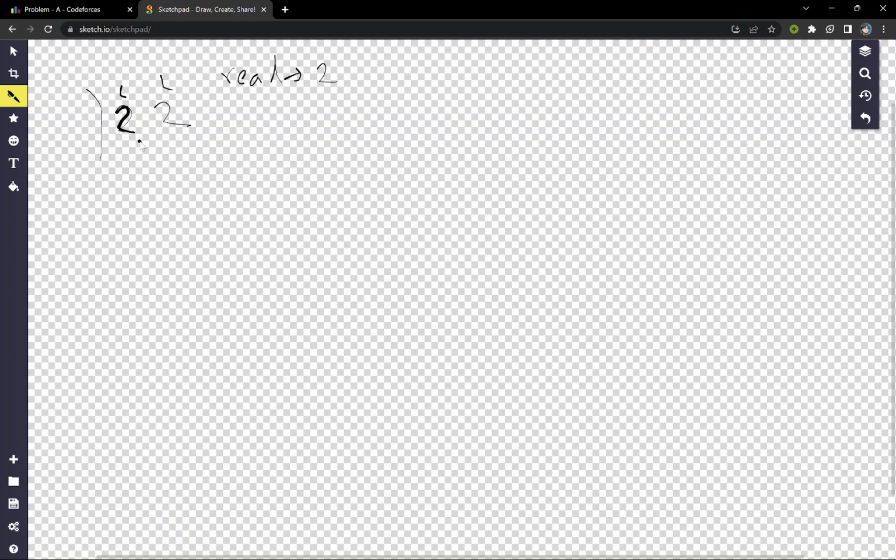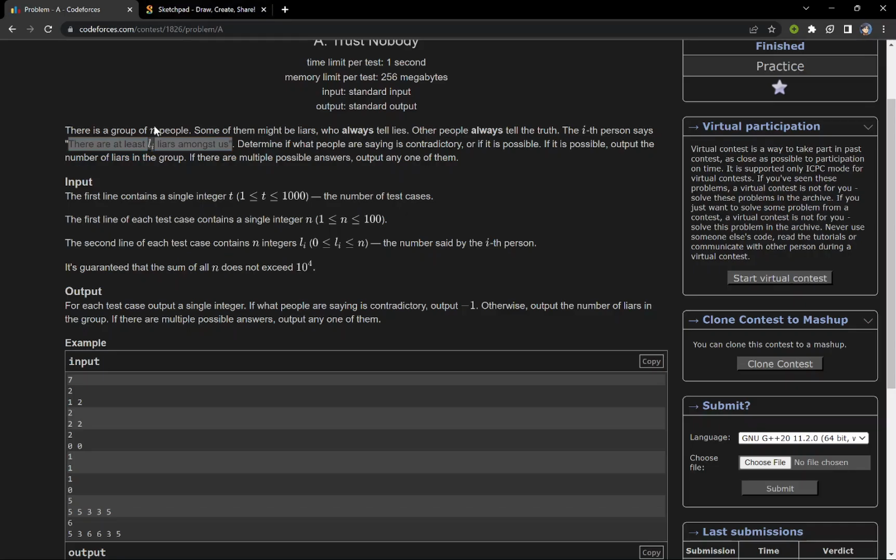He is saying that at least 2 persons are telling a lie, so it is considered as truth, but we have assumed them to be liars, so this partition won't work. Similarly, if we partition here and partition here, it won't work, so we have to output -1 here.